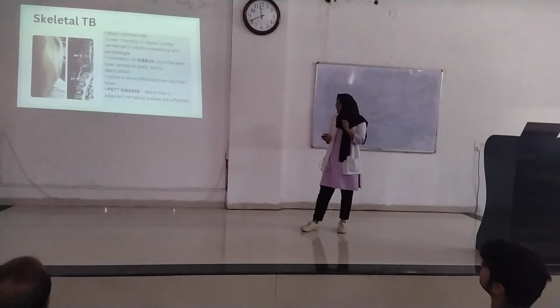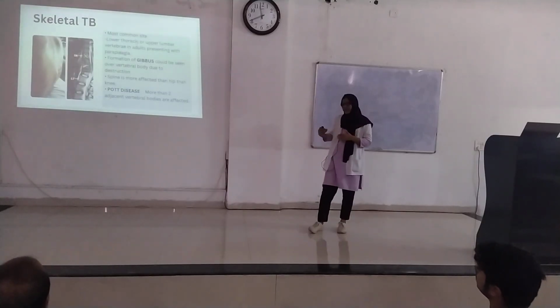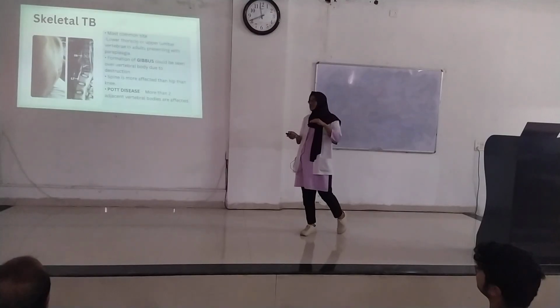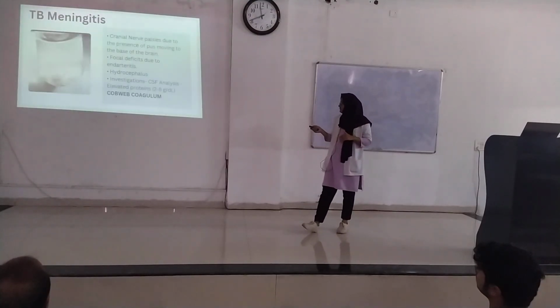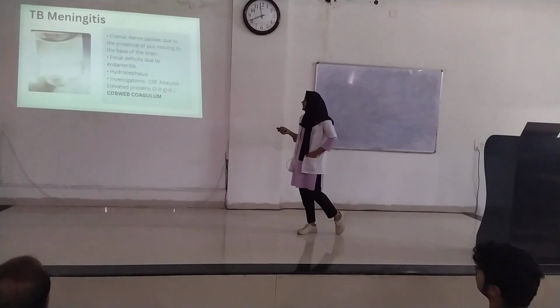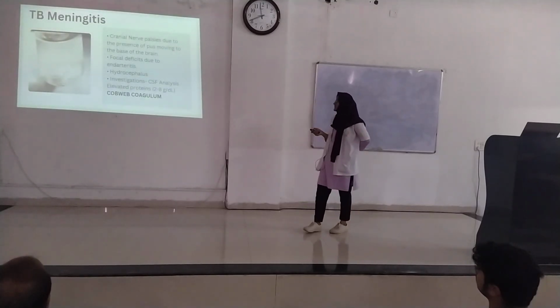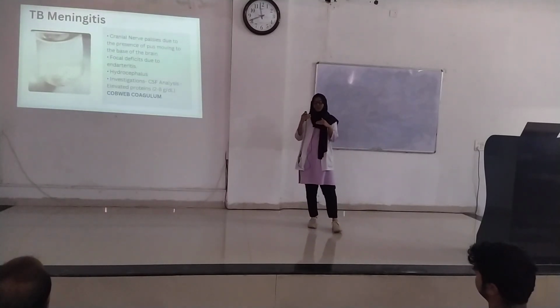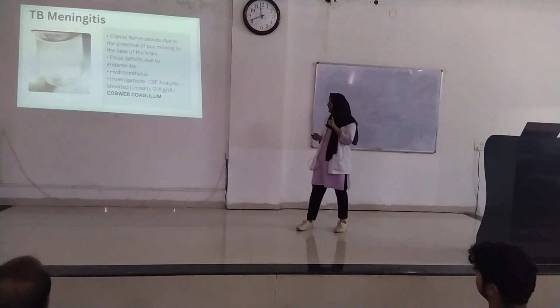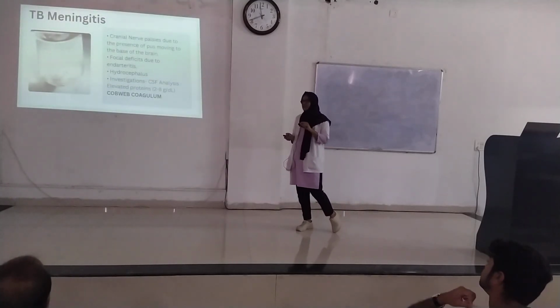The most common joint involved: the spine is more commonly affected than the hips and then the knee. Pott's disease is when more than two vertebrae are involved. Last, tubercular meningitis. In tubercular meningitis, cranial nerve palsies are seen with the presence of pus moving from the base of the brain. The clinical features include neurological deficits due to endarteritis, and hydrocephalus is seen.